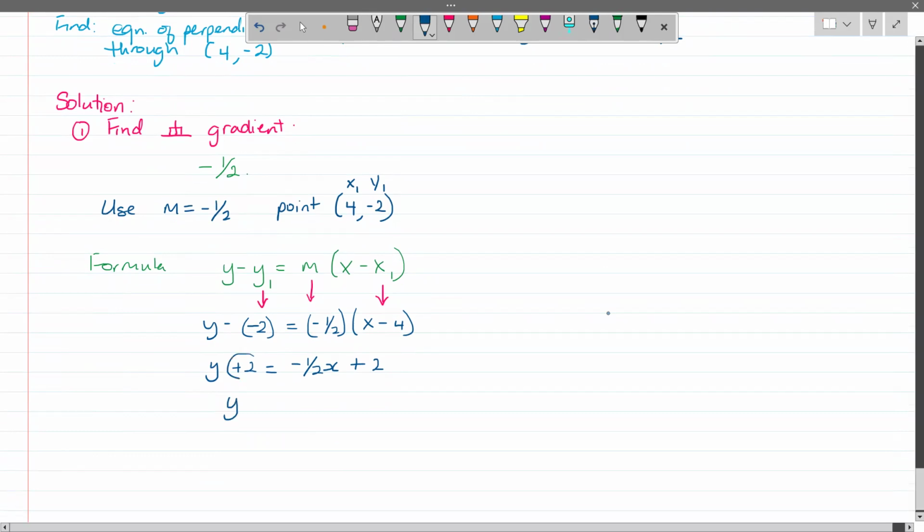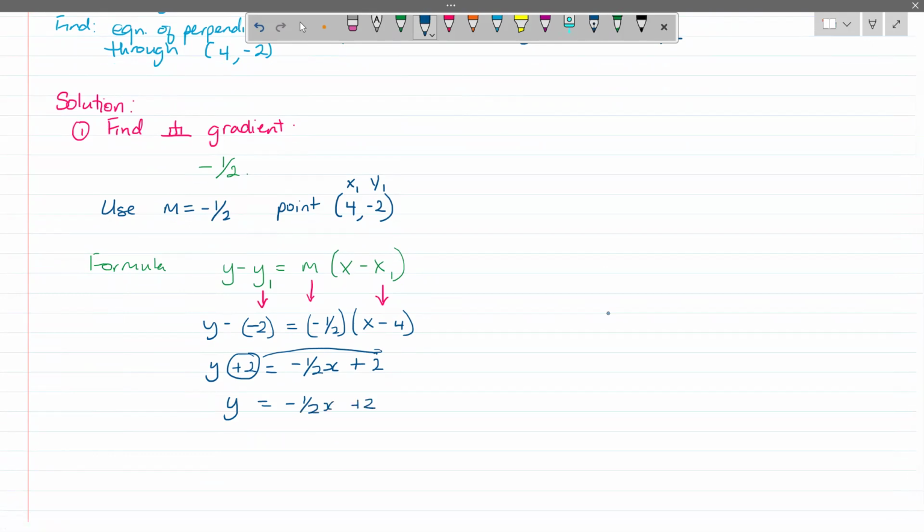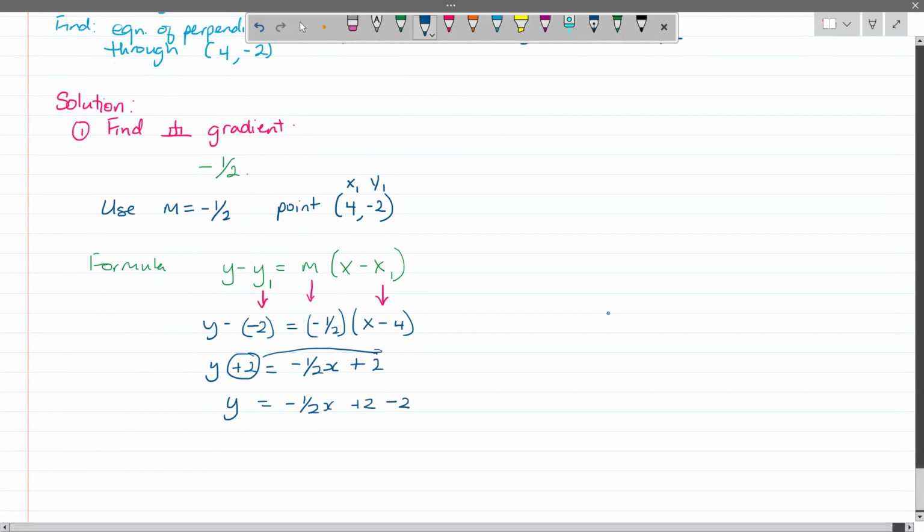Next, we move this over here. You get -1/2 x plus 2, that is 2 minus 2. So y is equal to -1/2 x, and 2 plus 2 is 0. So y is equal to -1/2 x. This is the equation of our perpendicular line.